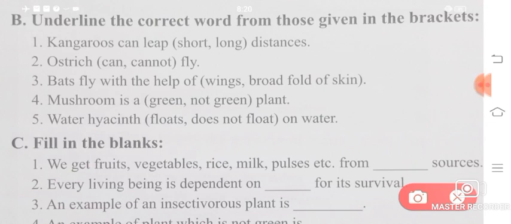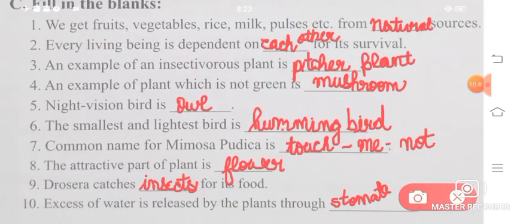Number B. Underline the correct word from those given in the brackets. Number 1. Kangaroos can leap long distances. Number 2. Ostrich cannot fly. Number 3. Bats fly with the help of broad fold of skin. Question 4. Mushroom is a not green plant. Number 5. Water hyacinth floats on water.